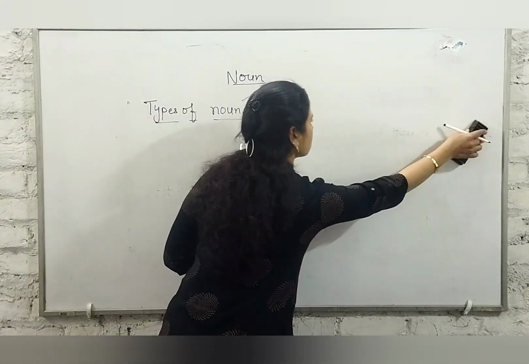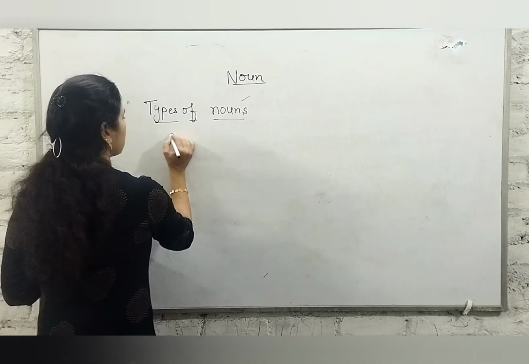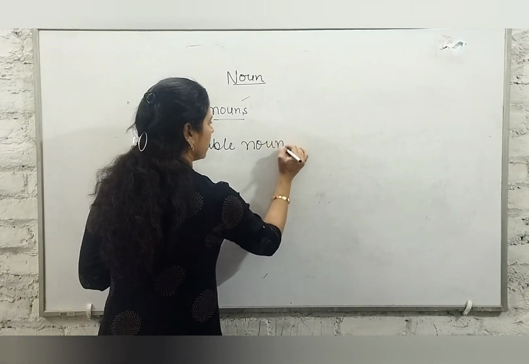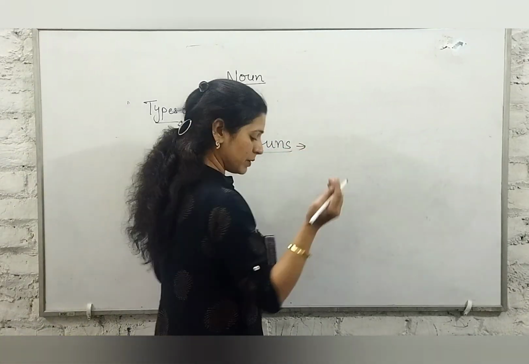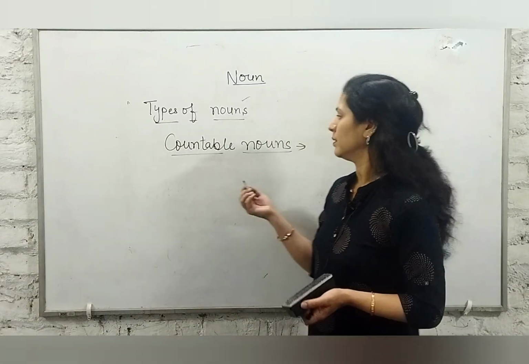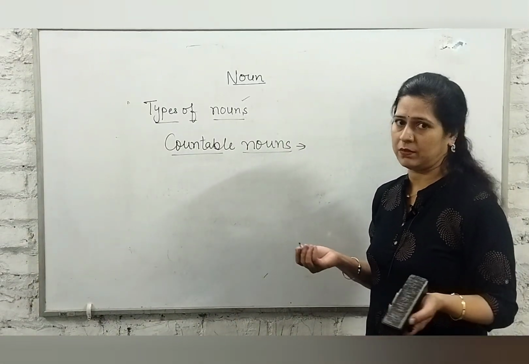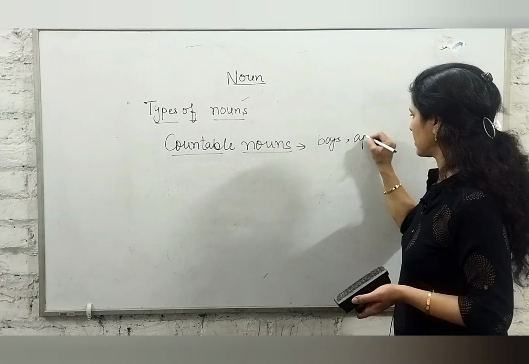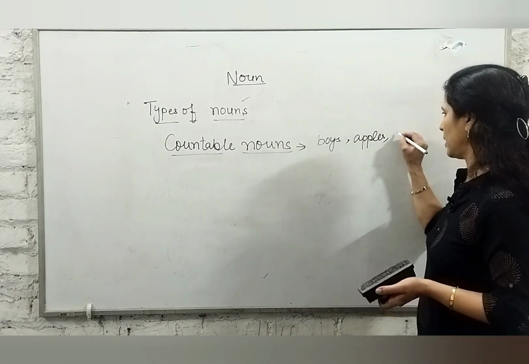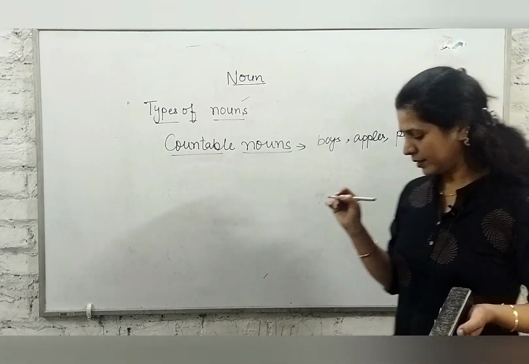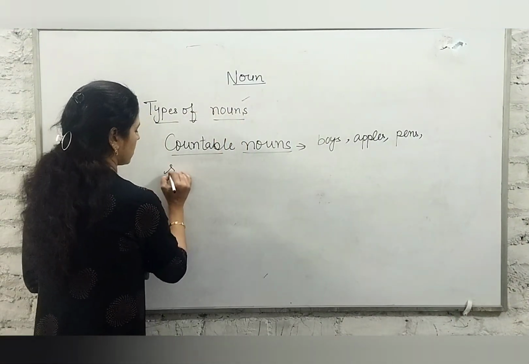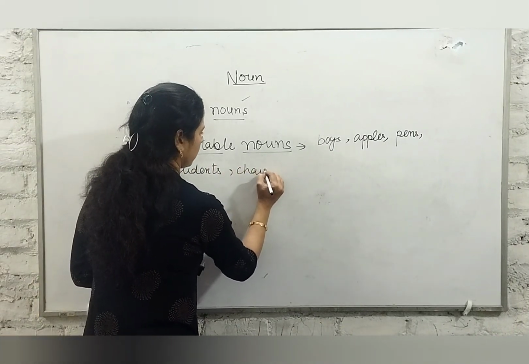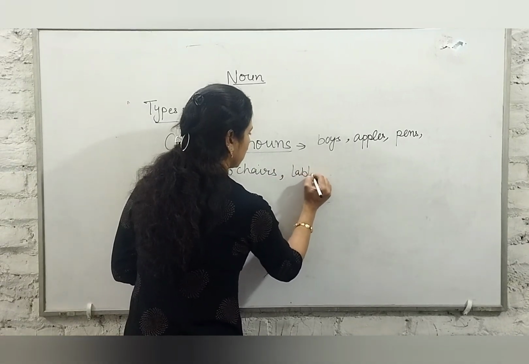Now we are going towards the countable nouns. Countable, as the name suggests, countable means that can be counted, right? Can you count boys? Yes, everybody. We can count apples. We can count pens. We can count students, right? We can count chairs, we can count tables, and so on, right?